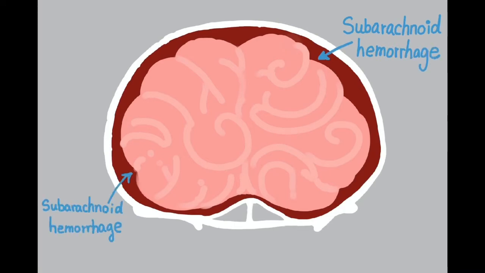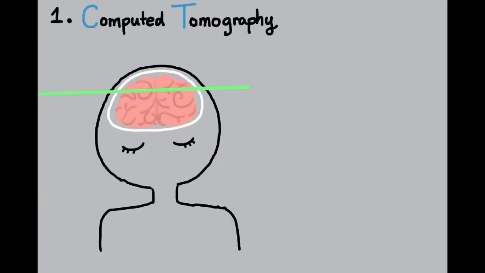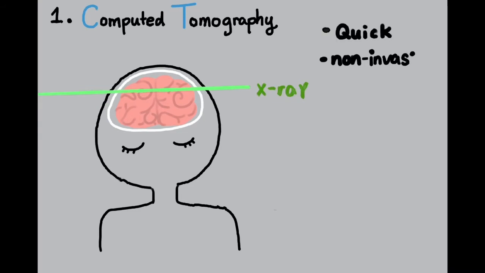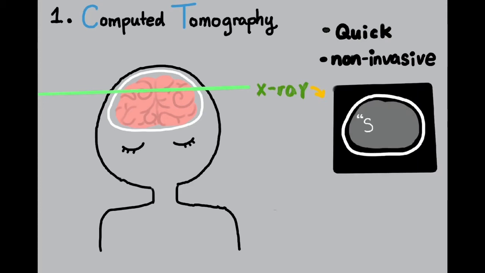We use several types of imaging to diagnose brain aneurysms and determine the best treatment approach. One imaging test is called a CAT scan or CT scan, which stands for computed tomography. This quick and non-invasive scan is often the first test a doctor will order to determine if an aneurysm has ruptured, causing a subarachnoid hemorrhage. CT uses X-rays to create two-dimensional images or slices of the brain and skull.